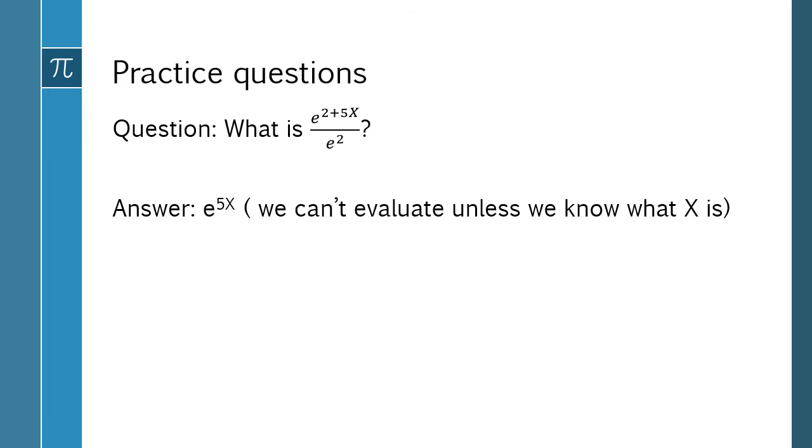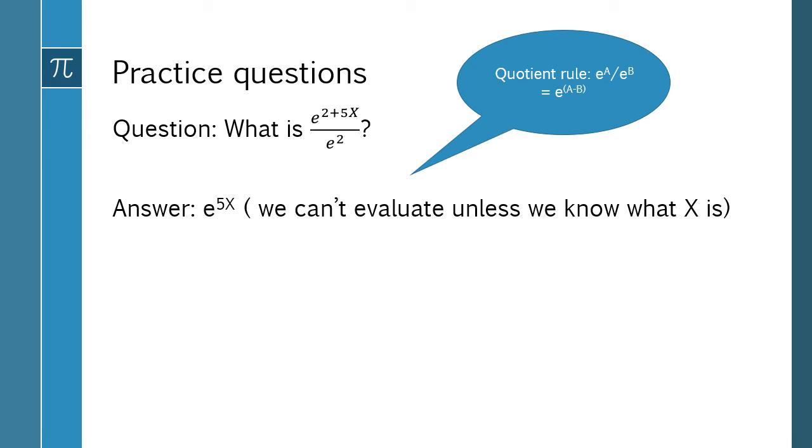So here again, the answer is e to the 5x. So we apply the quotient rule as we did before, where e to the a over e to the b is the same as e to the a minus b. So again, we have e to the 2 plus 5x minus 2. That gives you e to the 5x. In this case, we can't evaluate fully unless we know what x is. But again, like before, we're using the quotient rule to divide two exponents with the same base.